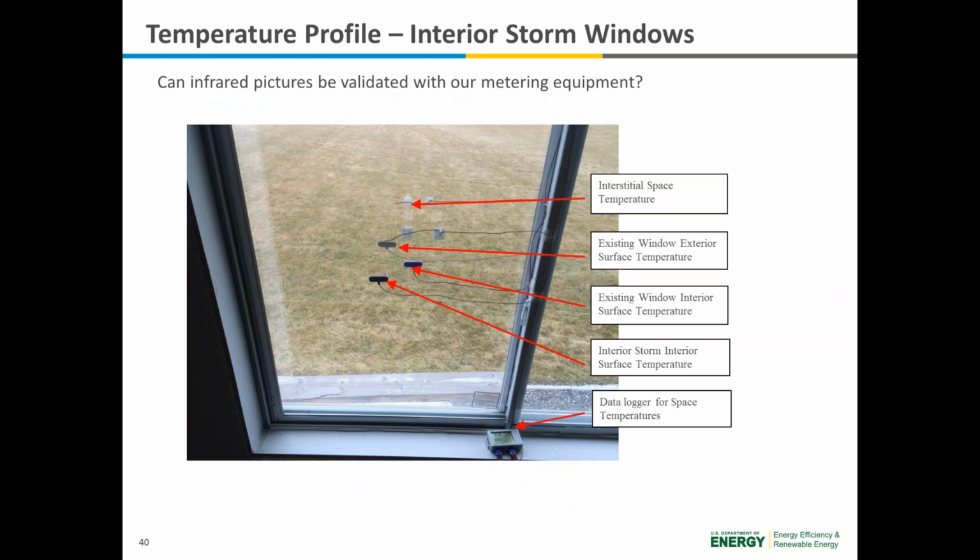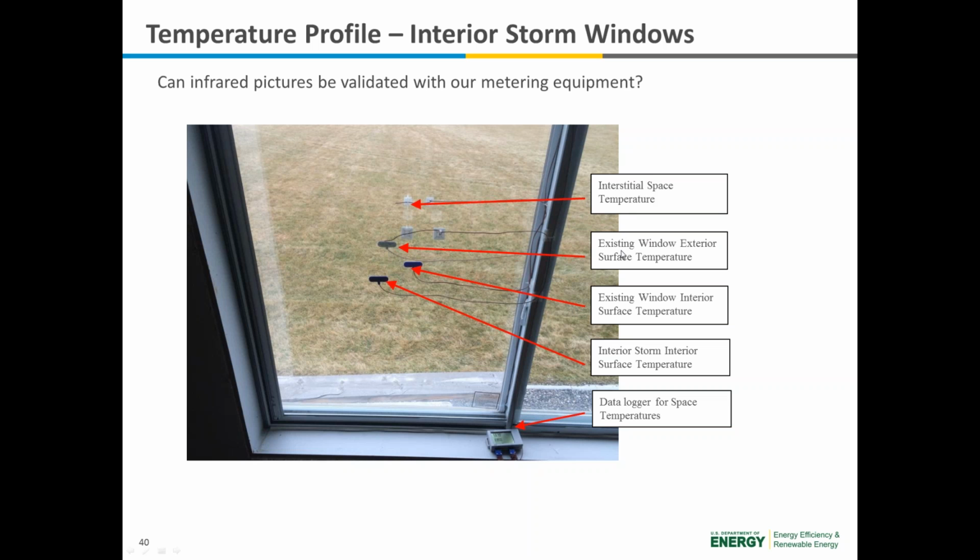So can we validate some of those infrared images with some advanced metering techniques? What we wanted to do is get the complete picture of the dynamic flow of heat from the internal conditioned space to the outside ambient air temperature. So what we have here, at the top, is the interstitial space temperature, which is the temperature between the primary window and the low E window.